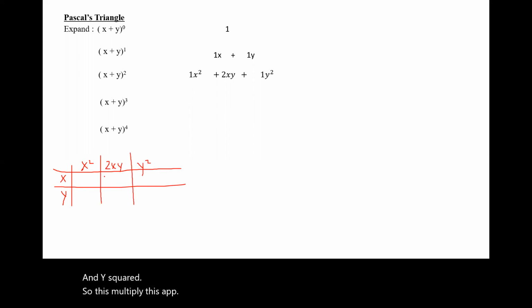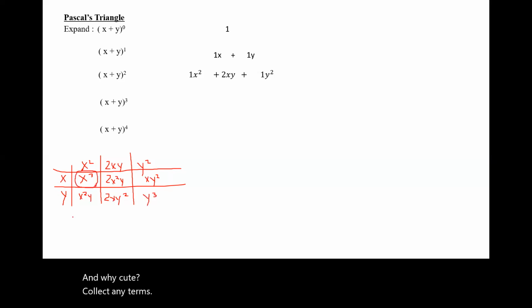Let's multiply all of these by x. We'll get x cubed, 2x squared y, xy squared. And now we multiply all of these by y. So x squared y, 2xy squared, and y cubed. Let's collect any like terms.